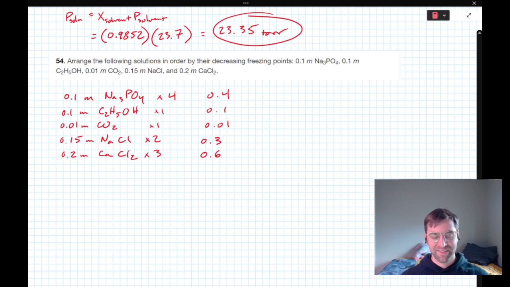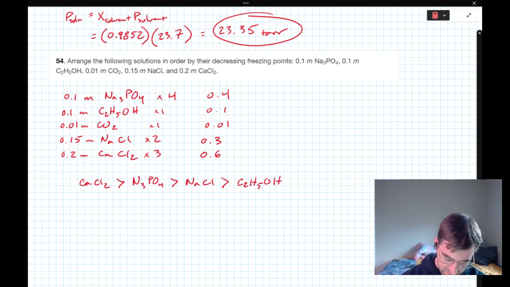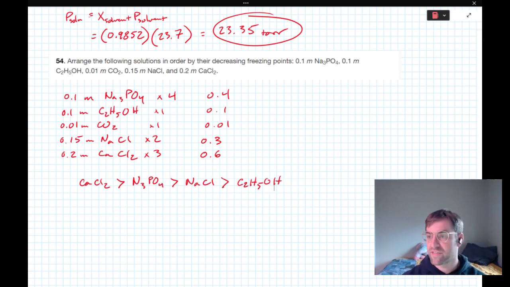And now we have a better sense of the proportional impact that each of these molecules will have on the freezing point of water. The one with the greatest change to the freezing point is probably going to be calcium chloride, because we have that value of 0.6. So calcium chloride has a greater impact than sodium phosphate, which has a greater impact than sodium chloride, which has a greater impact than this carbohydrate, which, really quick, let me just stare at this for a second.